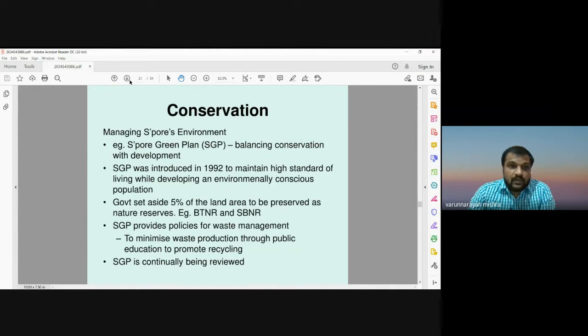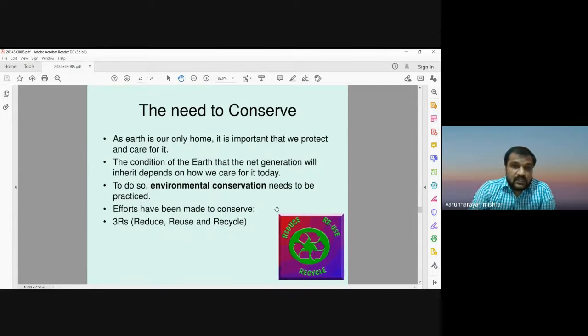So what is the need of conservation? How to conserve, and what are the need and requirement for the conservation of natural resources? As we know, Earth is our only home, so it is important that we protect and care for it. The condition of the Earth that the next generation will inherit depends on how we care for it today. To do so, environmental conservation needs to be practiced.